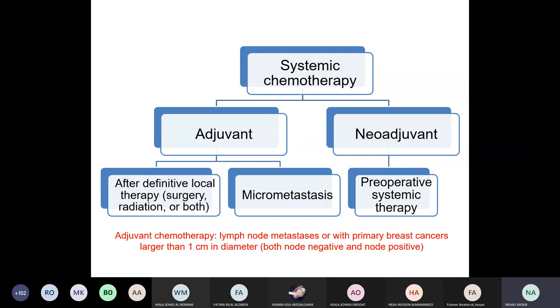Why we give chemotherapy after surgery, even to early local disease? To control micrometastasis, secure the case, the condition, reduce relapses or recurrence disease. Okay?